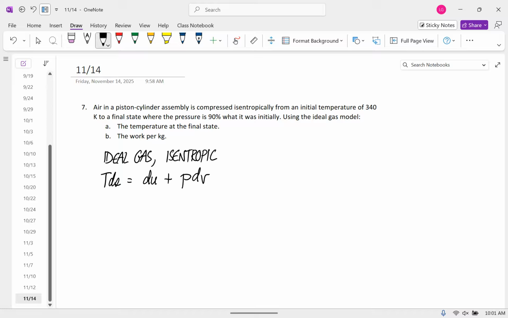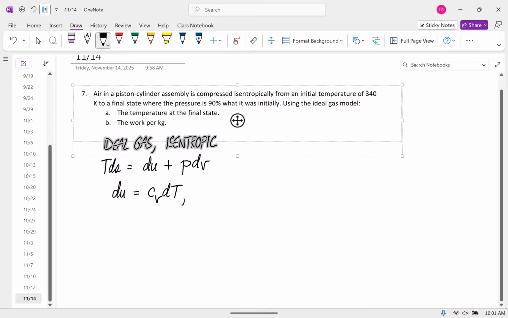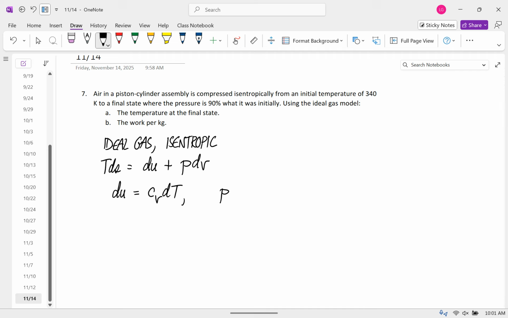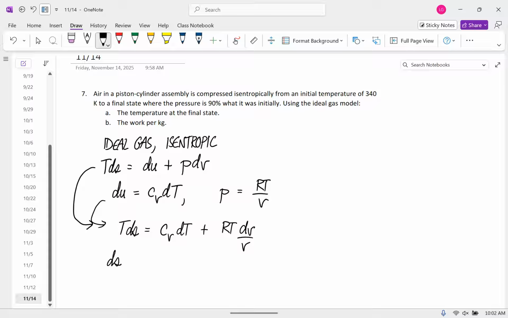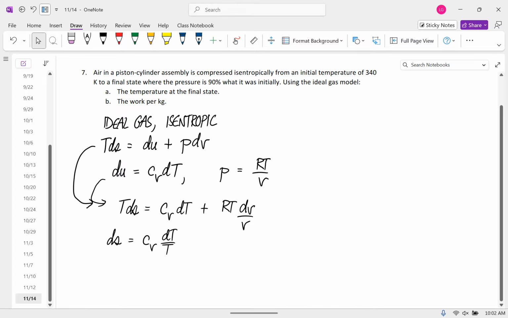For an ideal gas, we know that du is equal to CV dT, and we know that P is equal to RT over V. And so we can combine these and we get TdS is equal to CV dT plus RT dV over V. And so ds is equal to CV dT over T. You don't have to do any of this if you have the equation sitting in front of you.